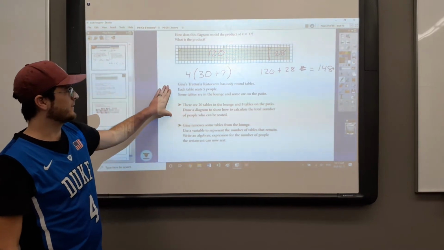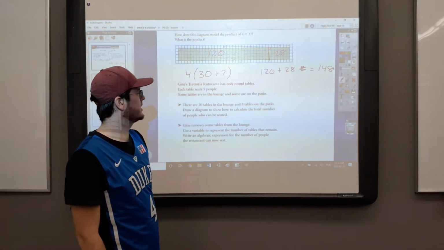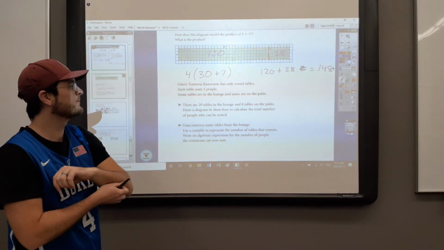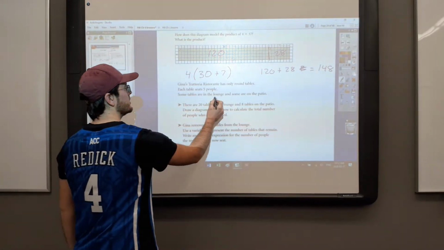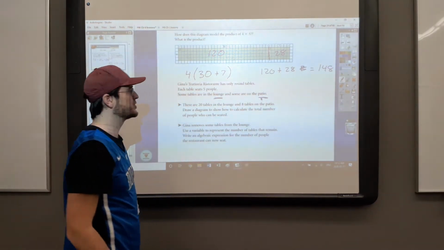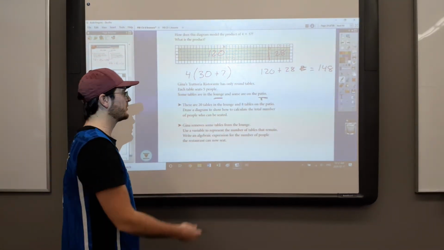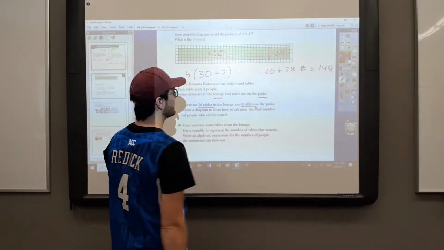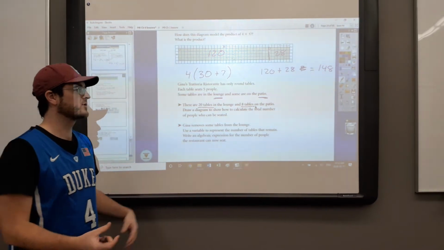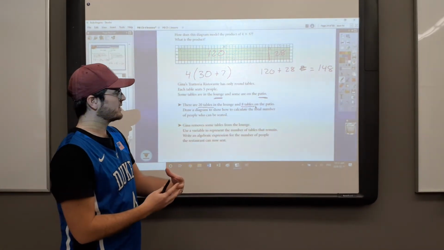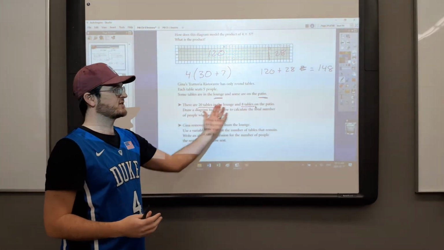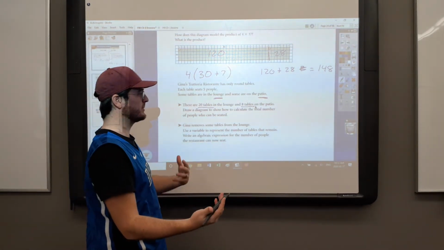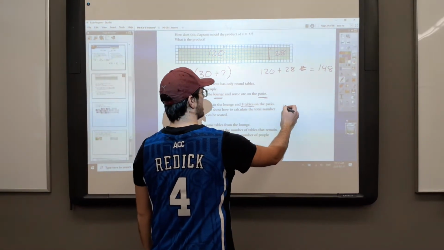So another example here. Gina's restaurant has round tables. Each table seats 5 people. Some tables are in the lounge, some on the patio, but each table will seat 5 people. Now it tells us there are 20 tables in the lounge, 8 tables on the patio. How can we figure this out? Well, some people might say there's 28 tables altogether, 20 tables in the lounge and 8 on the patio, and there's 5 people per table, so they can put this together.